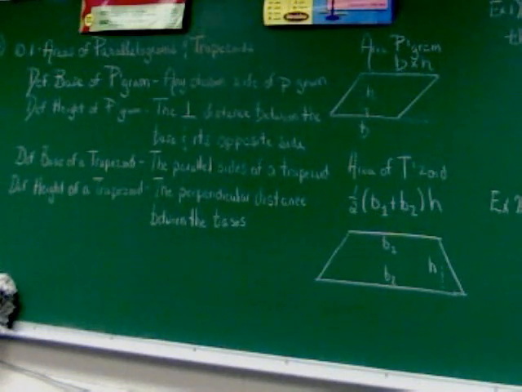Again, from the top. Base of a parallelogram, any chosen side of a parallelogram. Height of a parallelogram, the perpendicular distance between the base and its opposite side. Base of a trapezoid, the parallel sides of a trapezoid. Height of a trapezoid, the perpendicular distance between the bases.